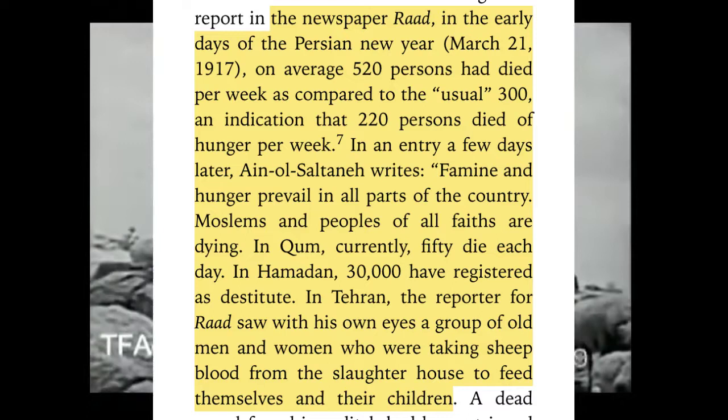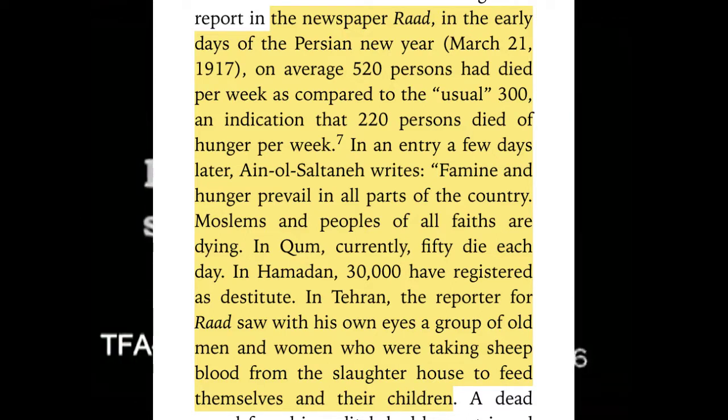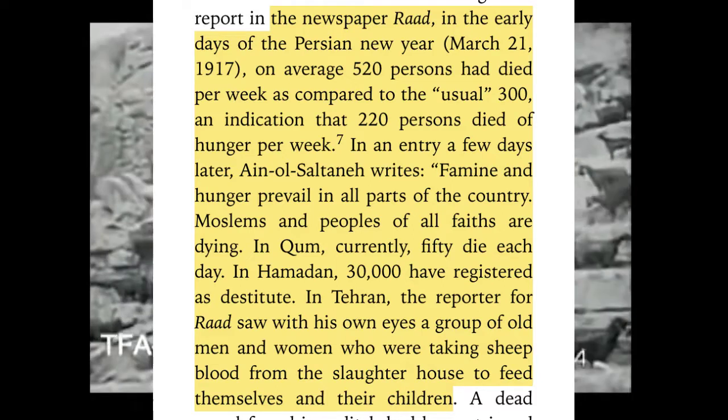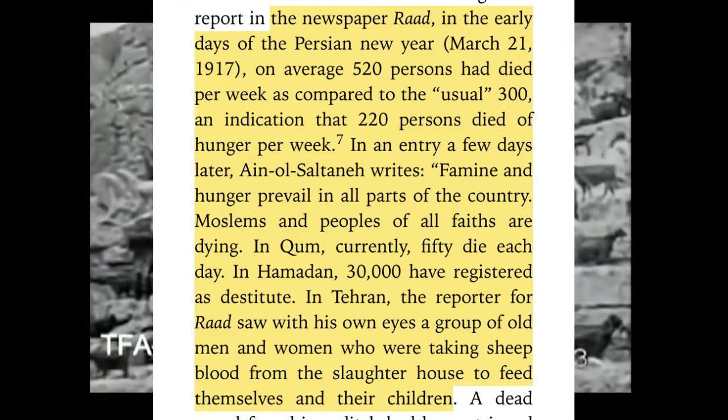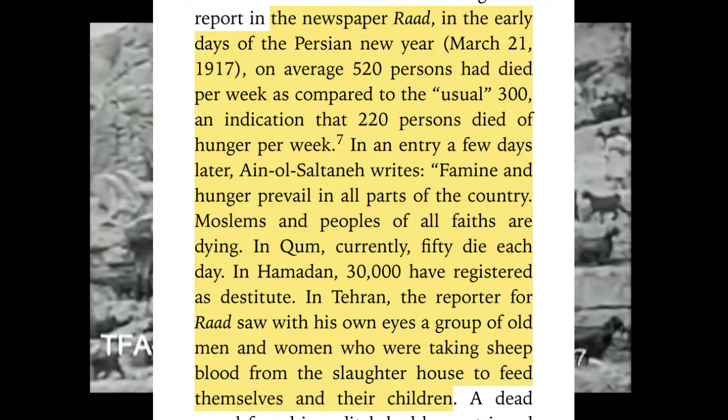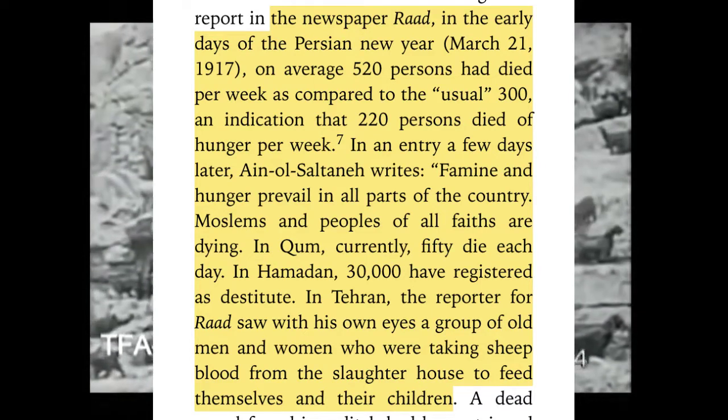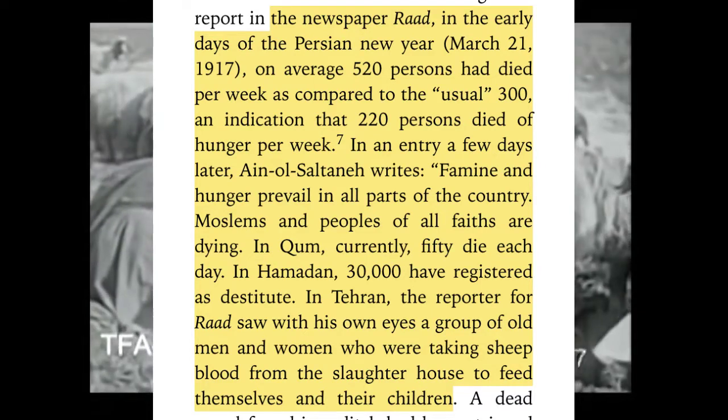In Qom, currently 50 die each day. In Hamdan, 30,000 have registered as destitute. In Tehran, the reporter for Rad saw with his own eyes a group of old men and women who were taking sheep blood from the slaughterhouse to feed themselves and their children."